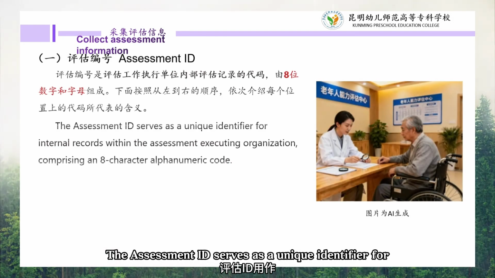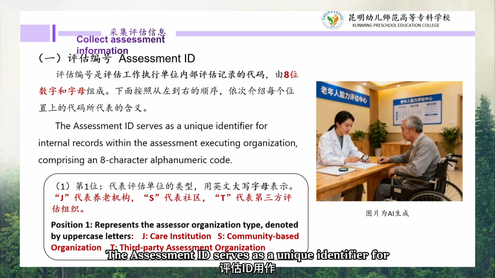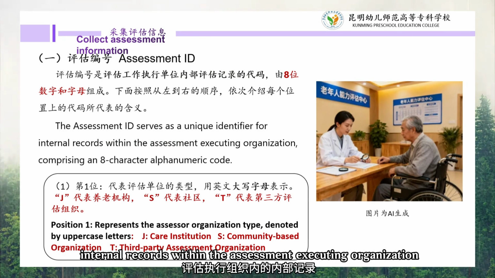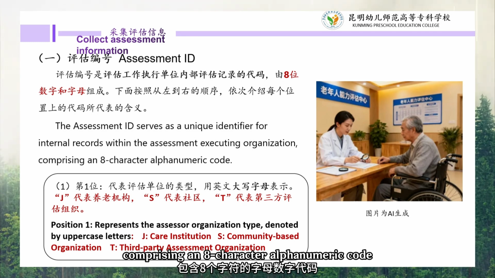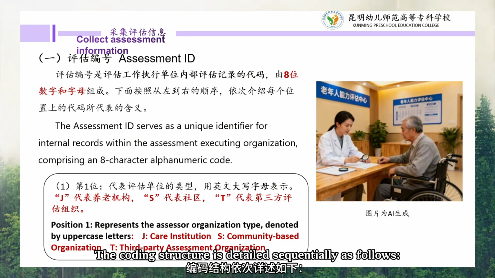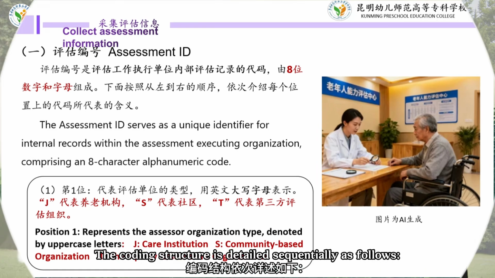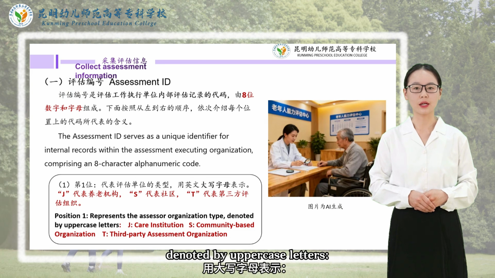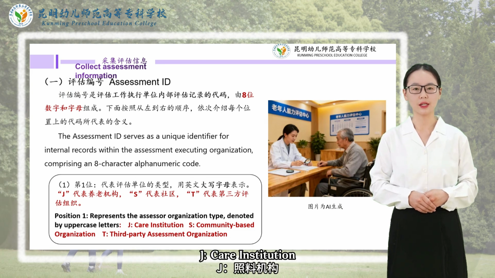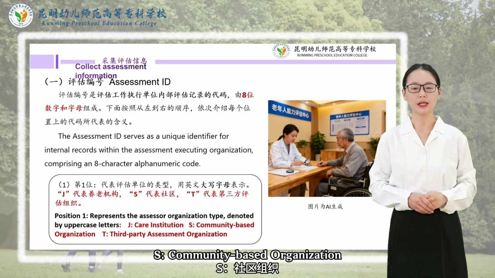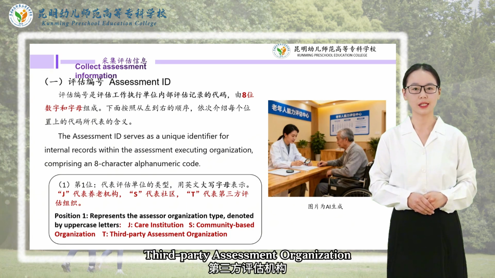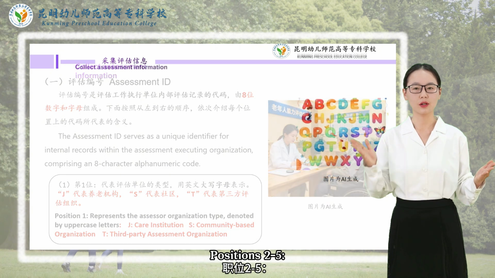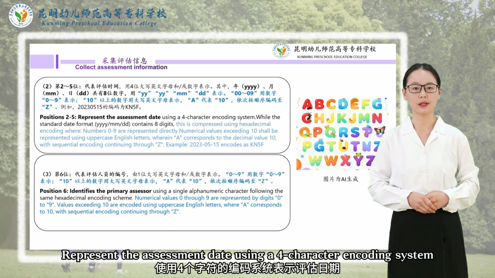The assessment ID serves as a unique identifier for internal records within the assessment executing organization, comprising an 8-character alphanumeric code. The coding structure is detailed sequentially as follows. Position 1 represents the assessor organization type, denoted by uppercase letters. J. Care institution. S. Community-based organization. T. Third-party assessment organization.